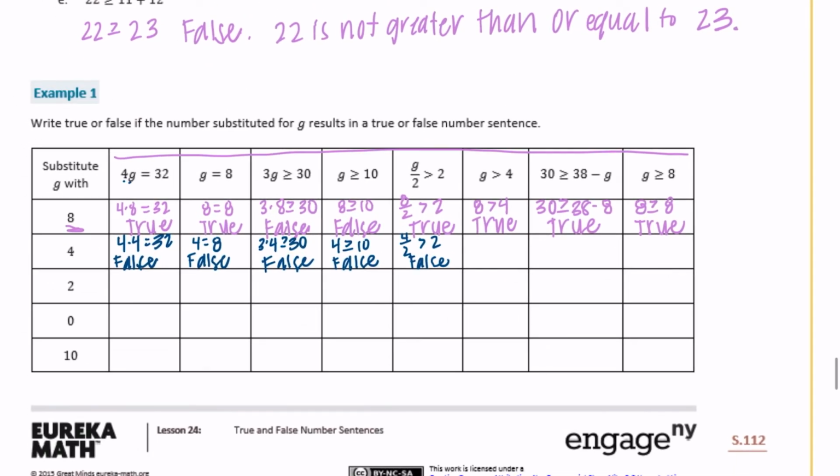Next, 4 is greater than 4. False. 30 is greater than or equal to 38 minus 4. 38 minus 4 is 34. So is 30 greater than or equal to 34? No, so that is false. And 4 is greater than or equal to 8. That is false. So every single one of those is false.